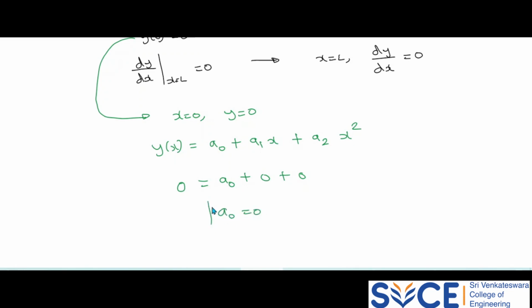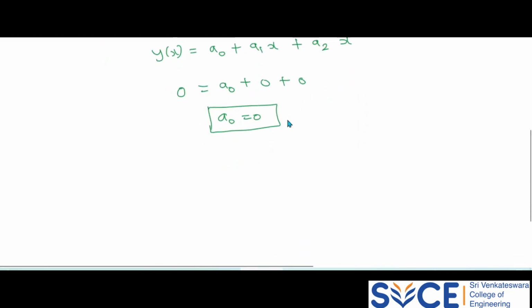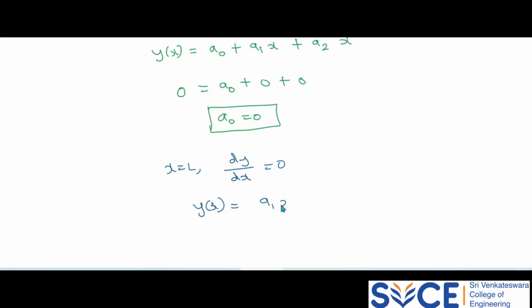This is the first equation's term. So let us consider this. Next, let us apply the second boundary condition. What is the second boundary condition? When x is equal to L, dy by dx should be equal to 0. So we have y. So what is our new y of x? a0 is already 0. So the remaining terms are a1x plus a2x square.